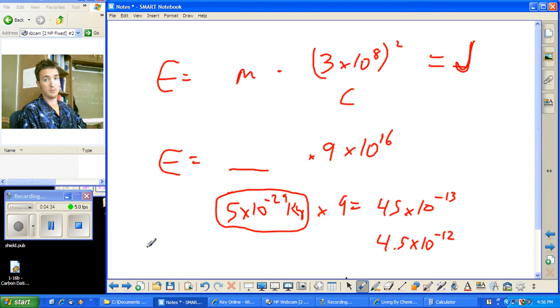That's E equals mc squared. That's it. Practice those. Make sure you know how to work your calculator and get the right answers, though. The end.